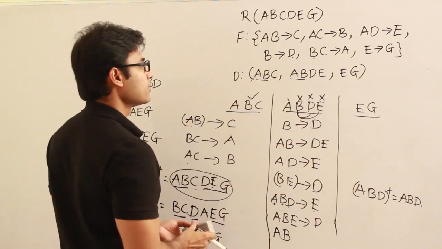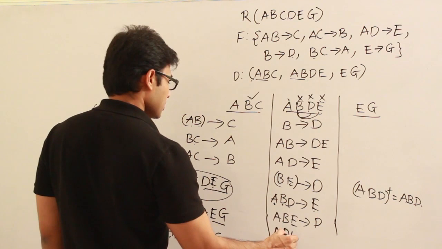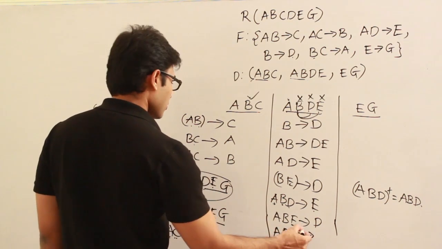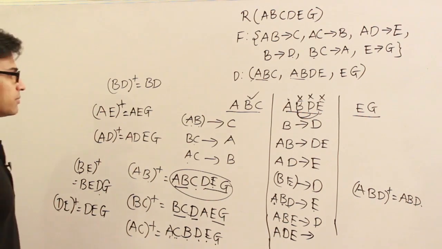Let's leave out B then. ADE, and again ADE. I don't know if it is a key or not, because we didn't work it out. Okay. Now let's see ADE plus.